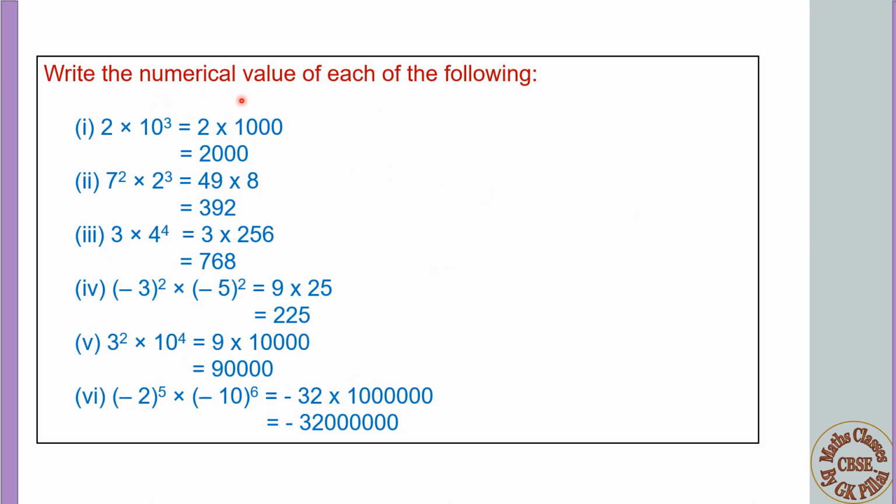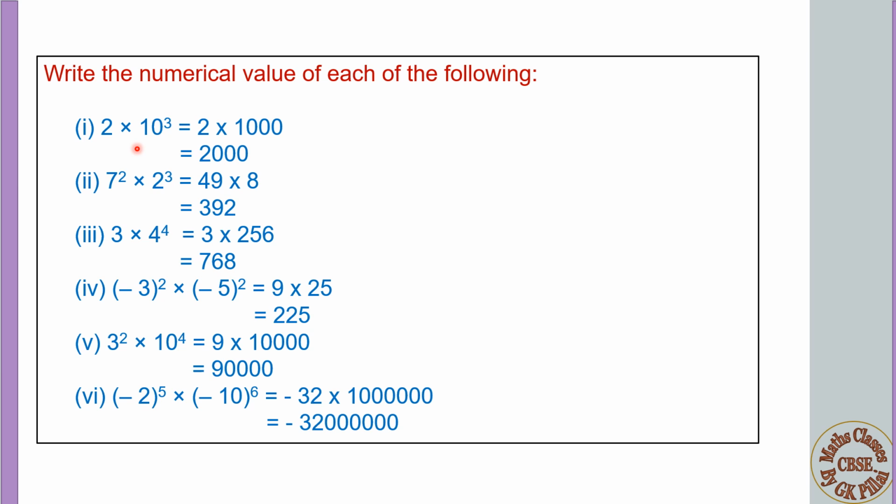Write the numerical value of each of the following. Whenever you are told to write the numerical value, you have to simplify till the end. You should get this kind of values. If you are asked to write in the exponential form only, then you can leave it in the exponential form like this. Sometimes they will say write in the exponential form with a positive exponent. Then you should always keep a positive exponent only.